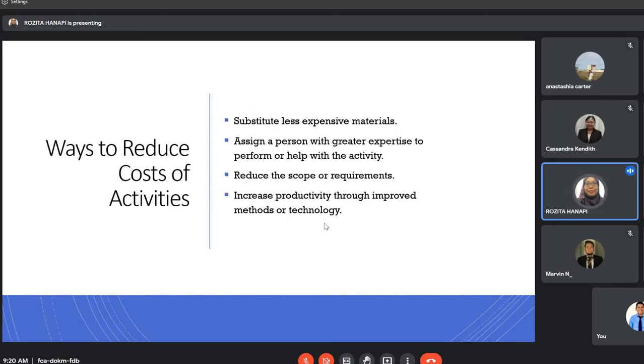And these are some of the ways to reduce the cost of activities: substituting less expensive materials, assigning a person with greater expertise to perform or help with the activity, reducing the scope or requirements, and increasing productivity through improved methods or technology.